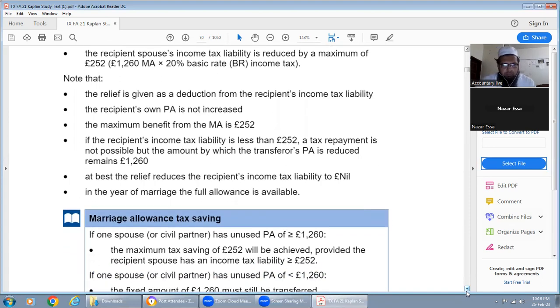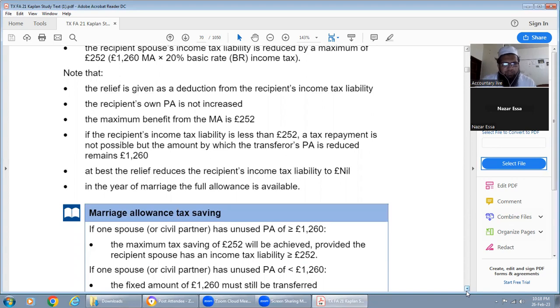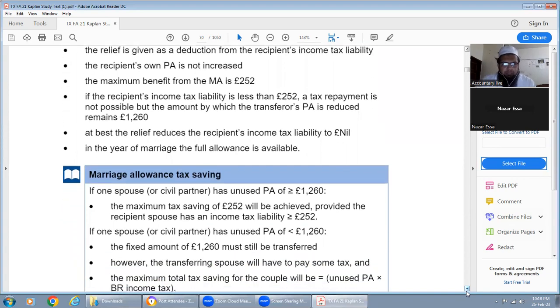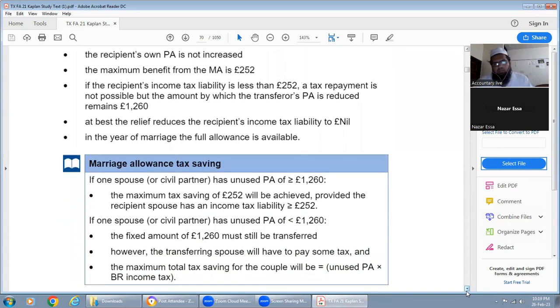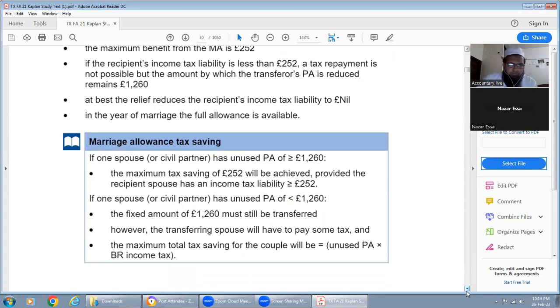In the year of marriage, the full allowance is available. If it is in the year of the marriage, the full allowance will be available. It will not be apportioned. If you are 6 months into your marriage, you will not get only 6 months of allowance. It's not like that.